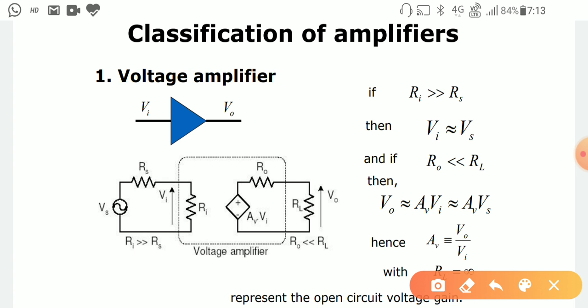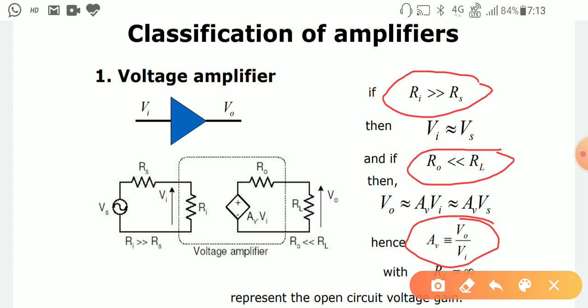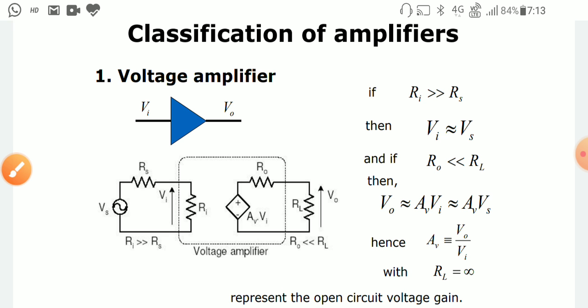So for the conclusion, we can again say that for the voltage amplifier configuration, you should represent the circuit in such a way that Ri, the input impedance, should be much greater than Rs, and R0, the output side impedance, should be much less than the load impedance. For those cases, AV should be equal to V0 by Vi. So this is the explanation for the voltage amplifier.